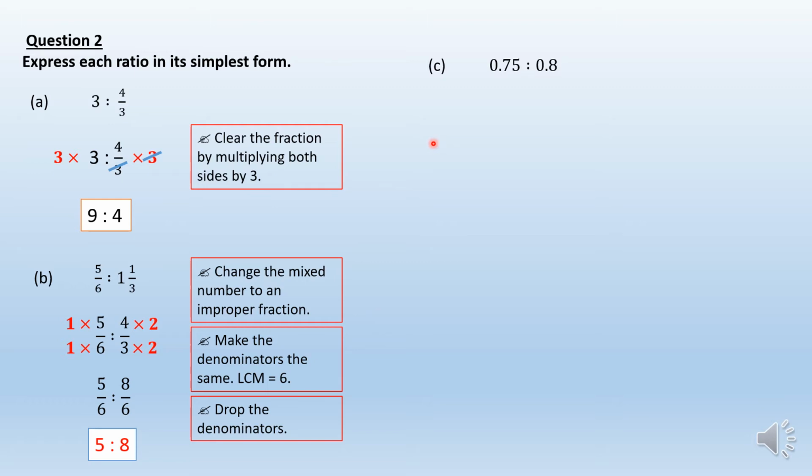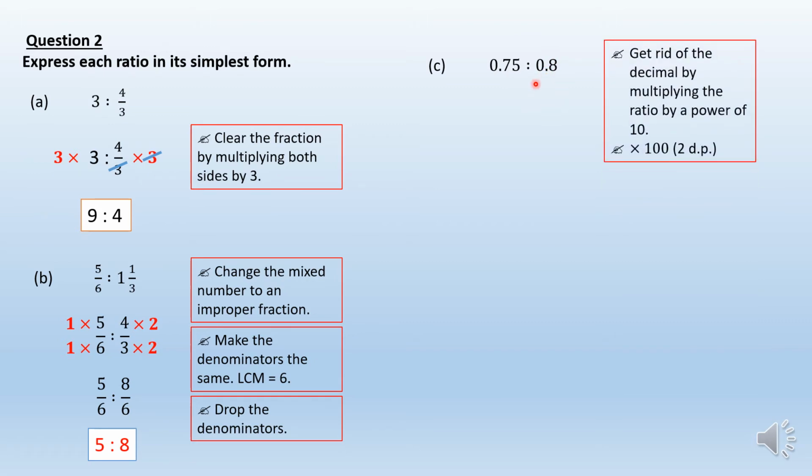Right, so this part here, you have got decimals, but you have to look at the place value of the decimals. This is 75 hundredths, 2 places after the decimal point, and this is 8 tenths, only 1 place. So you need to make them whole numbers by multiplying with the powers of 10. And the one indicator is the one that has more decimal places. So this is going to mean you multiply each of the ratios by 100.